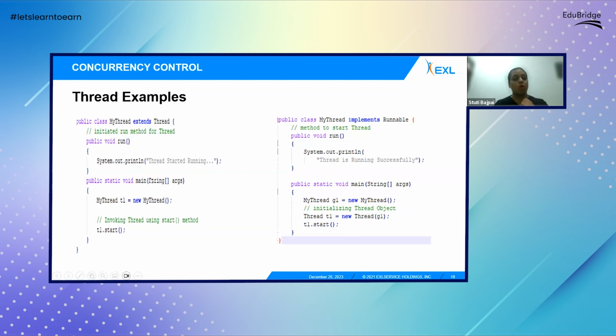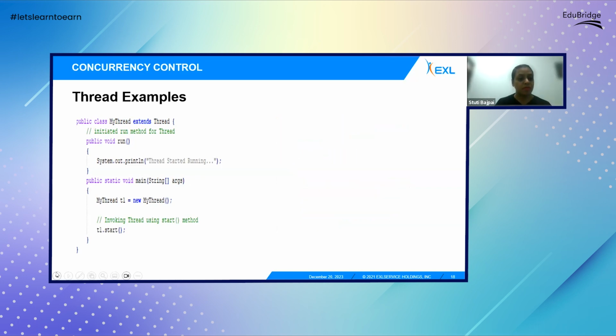Then we just create this thread and call the start method on it. What start does is it tells that the thread is ready to be executed. How and when it is going to be executed is up to the JVM. But what the JVM actually does is call the run method to perform the thread's functions.